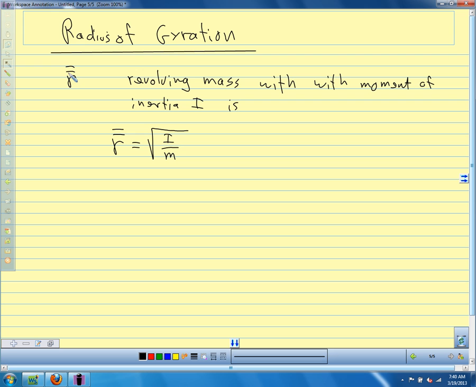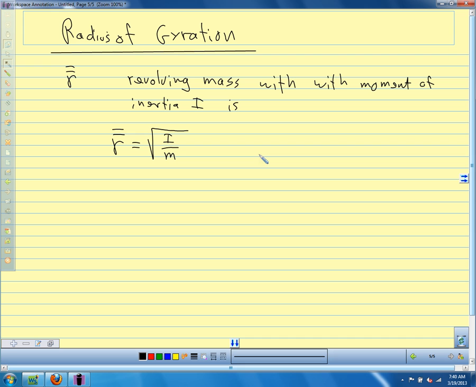So the radius of gyration, in physics, can be used to simplify your work. It allows us to assume that the entire mass is that distance from our axis, and the moment of inertia is the same. So our radius of gyration is given by the square root of the moment of inertia divided by the mass.